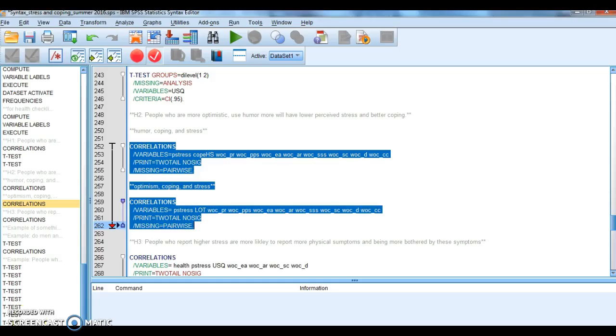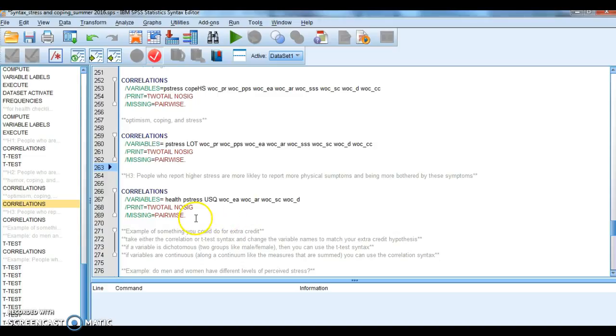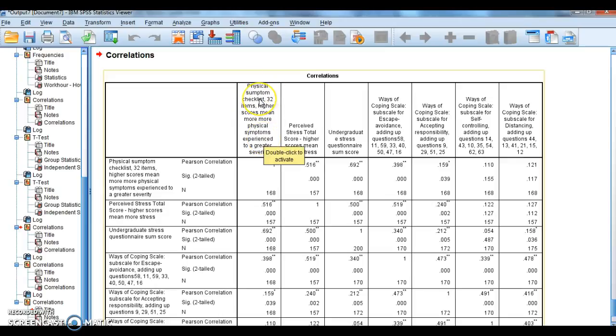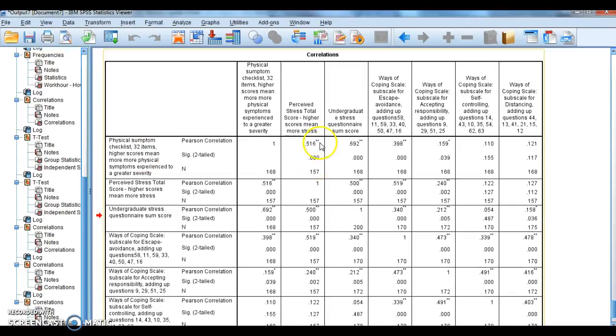And the final hypothesis, the one that is very critical for health psychology, is how does all of this relate to health? So let's look at that. This physical symptoms checklist, people who have higher scores are demonstrating more physical symptoms. And we see that there's a nice magnitude, people with higher stress are also showing greater physical symptoms. And look at this magnitude, almost 0.7 for the number of events that they have gone through. So these are very impressive and show that there is a definite relationship between physical symptoms and perceived stress and undergraduate stress.